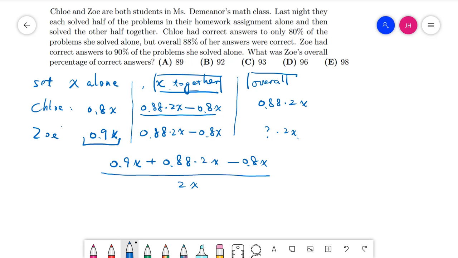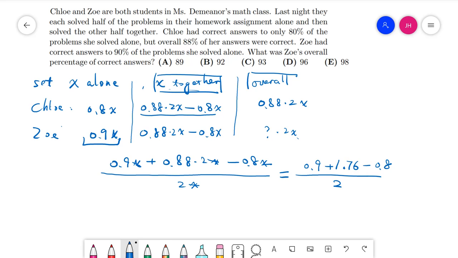Let's simplify this. We have a factor x in all the terms in the numerator, so we can cancel that with the factor x in the denominator. Good. So now we have all known numbers: 0.9 plus 0.88 times 2 minus 0.8, and the 2 is in the denominator.